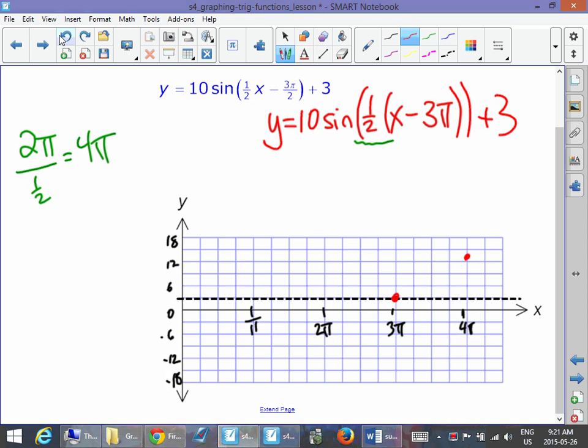Now, if we work backwards, at 2 pi, it's going to be down to its minimum. So that's going to go 3 minus 10 is negative 7. And at pi, it'll be back on the axis. And at 0, it'll be at its maximum. So we're going to go ahead and graph this sine curve.